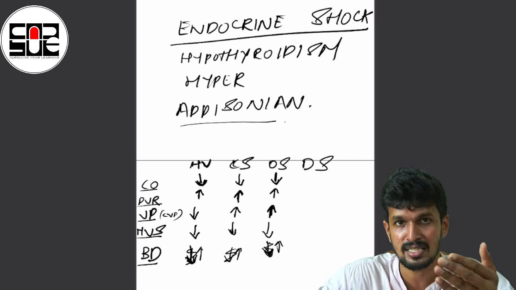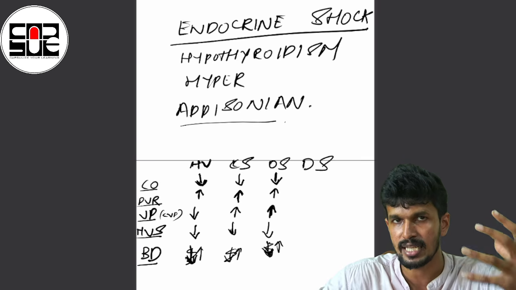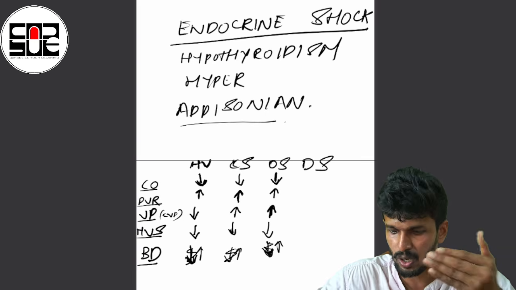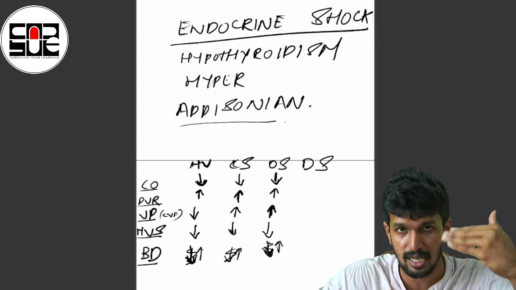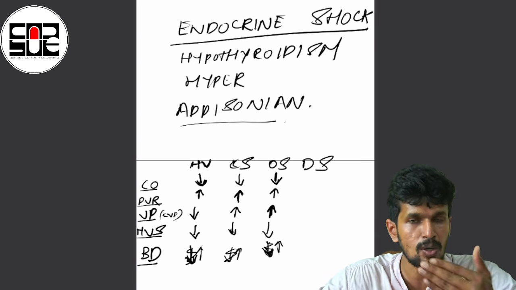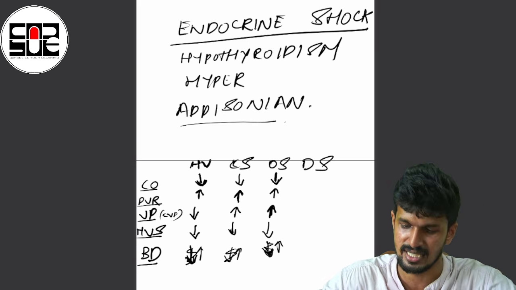I made a mistake earlier. That is, as per definition, I told, right? Base deficit is what? How much bicarb is needed to compensate for all these shock, all this metabolic acidosis, how much bicarb base is needed. So in all these shock, it will be metabolic acidosis, so base deficit will be increased.